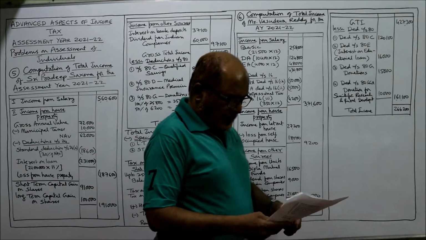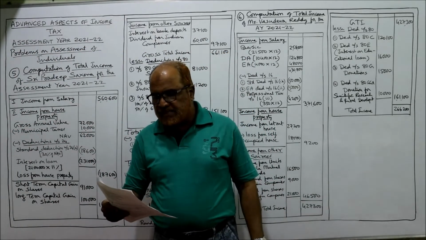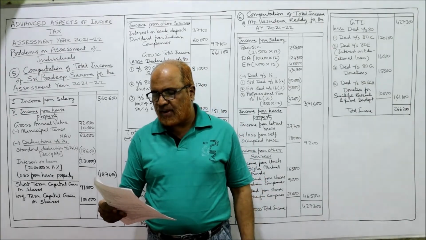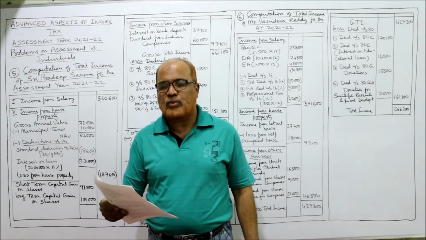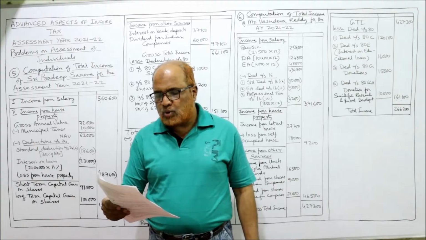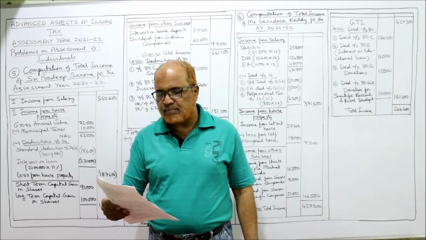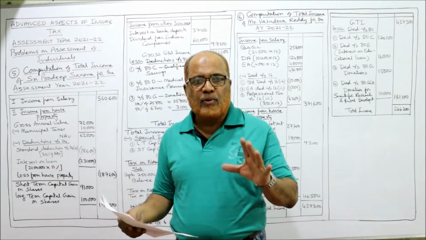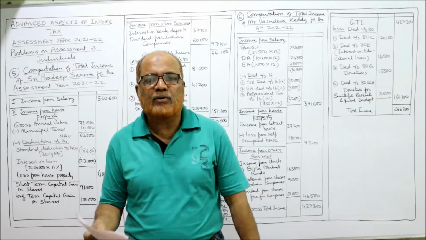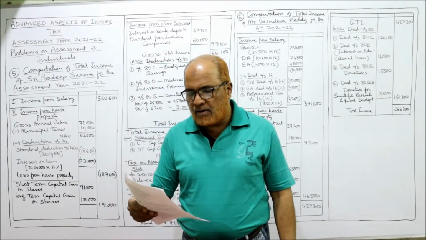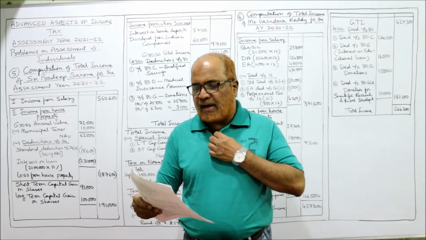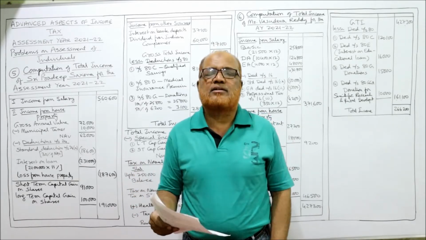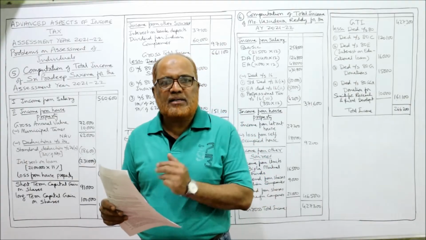Come on, see the 5th problem. Sri Pradeep Saxena, a resident individual, has furnished the following details for the previous year 2021. Compute total income and tax liability for the assessment year 21-22. So as usual, we have to compute first total income, then we have to compute the tax liability. Income from salary computed 5,60,600. No need to compute, already it is computed.